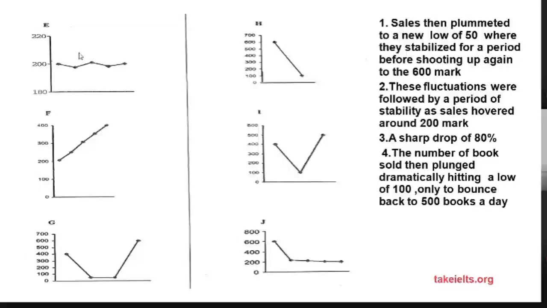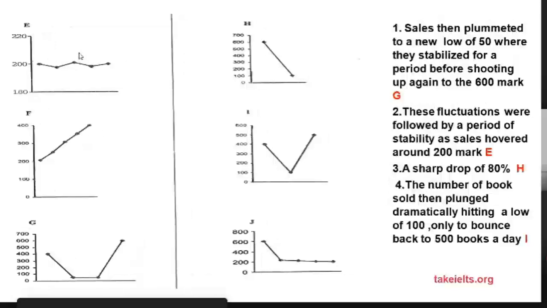So let's see the answer now. This one, you see it fell and it remained steady and again it went up, right? So sales then plummeted to a new low of 50. Plummeted means a sudden fall. At the new low of 50 they stabilized for a period.